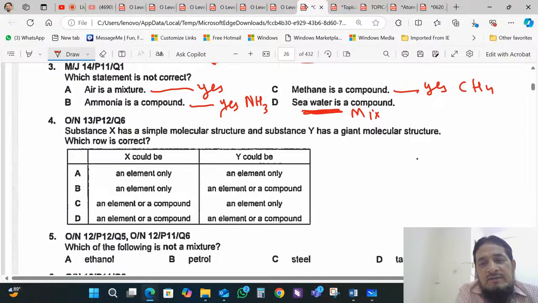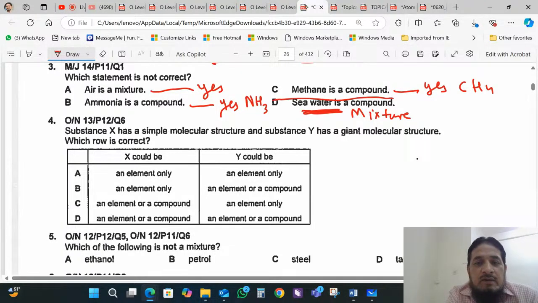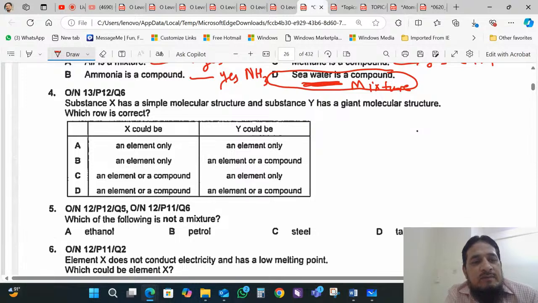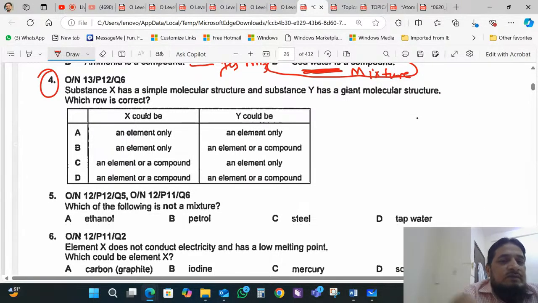So we are discussing the topical question of compound, mixture and element. This will be your answer. These types of questions will be there in which you will have to identify between the element, compound and mixture. Then we are going to question number 4. Now see what's there.